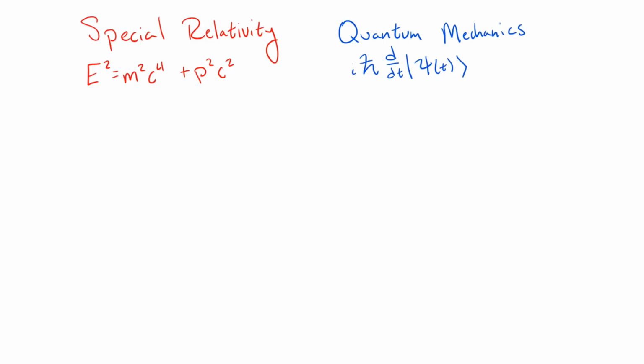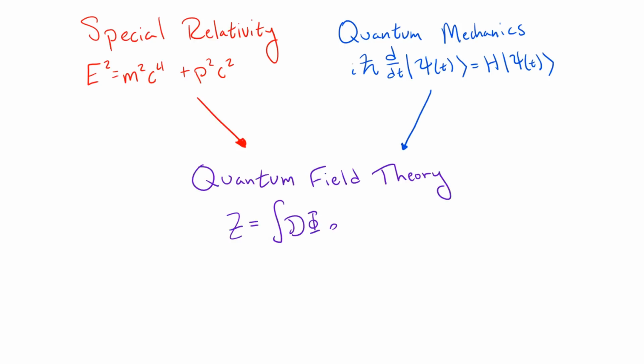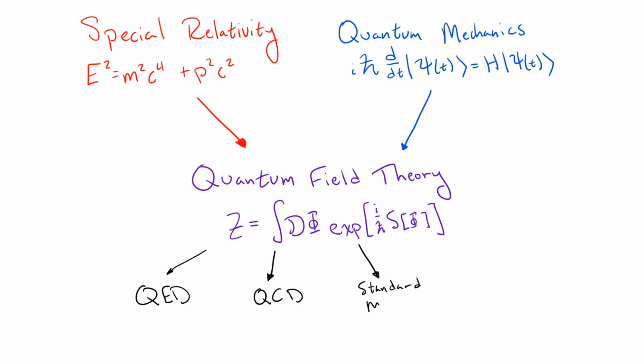Perhaps one of the greatest advancements in physics occurred during the 20th century with the unification of special relativity and quantum mechanics. This incredible theory is known as quantum field theory and has made all of modern particle physics possible, from quantum electrodynamics to quantum chromodynamics to the Standard Model and beyond. But what exactly is a quantum field?